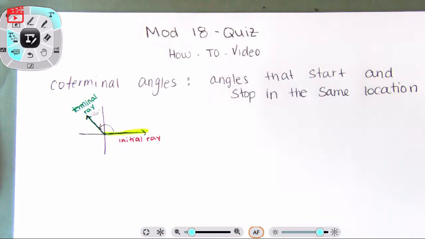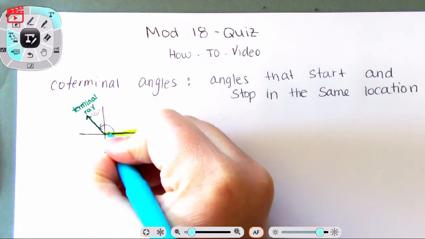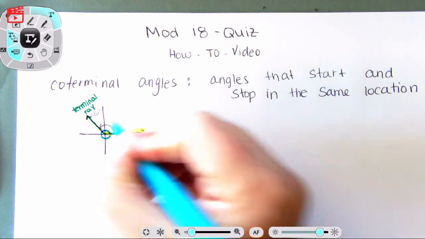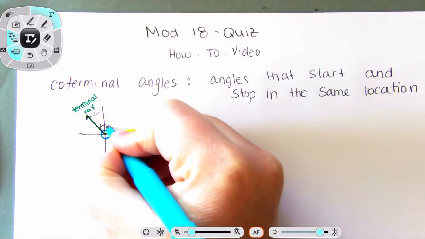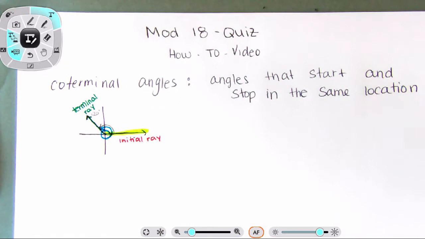Okay, so coterminal means it doesn't matter how many rotations or revolutions or how many cycles I do, I just stop at the same place as my original angle. I'm going to repeat that. It doesn't matter how many periods, how many rotations, you'll hear it say revolutions, how many cycles I go through, I'm always going to end at the same spot as my original angle. That is what coterminal is.